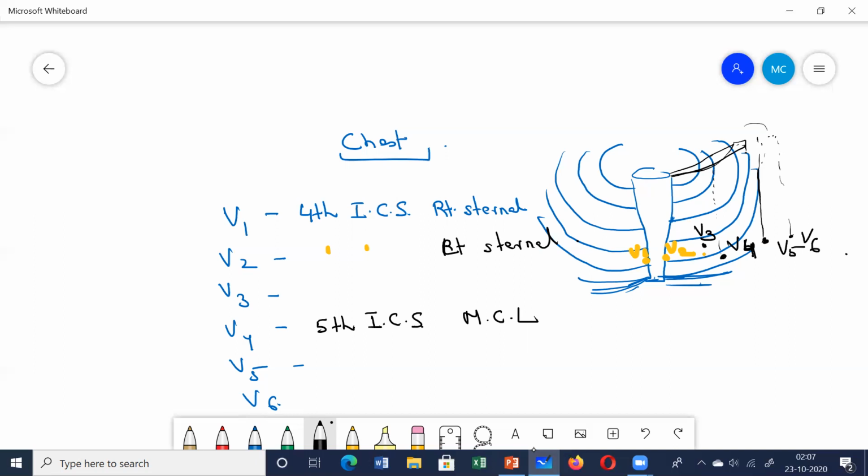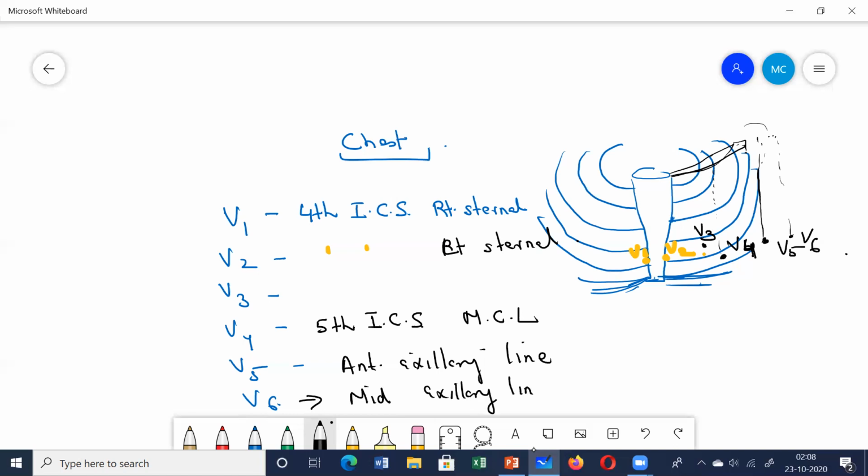I repeat once more. V1 is the fourth intercostal space, right sternal border. V2, fourth intercostal space, left sternal border. V3 between V2 and V4. V4, fifth intercostal space, mid clavicular line. V5 is along the anterior axillary line, at the same level as V4 in the fifth intercostal space. And V6 is in the mid axillary line.